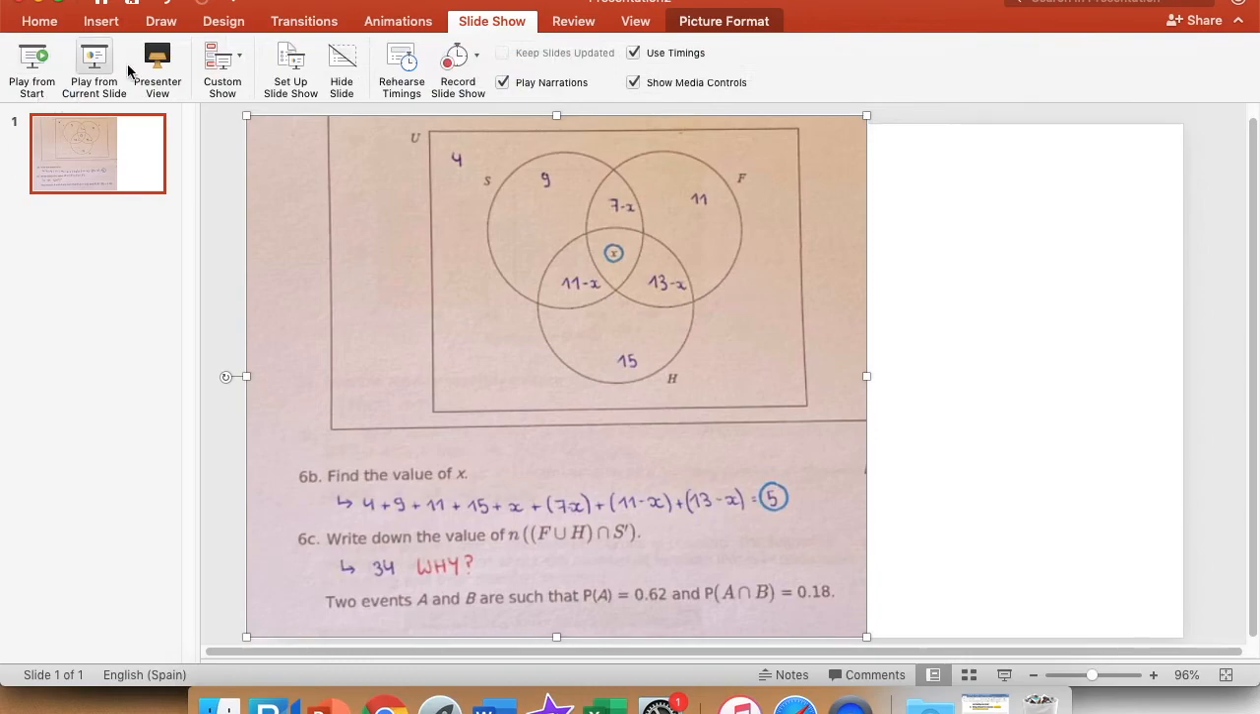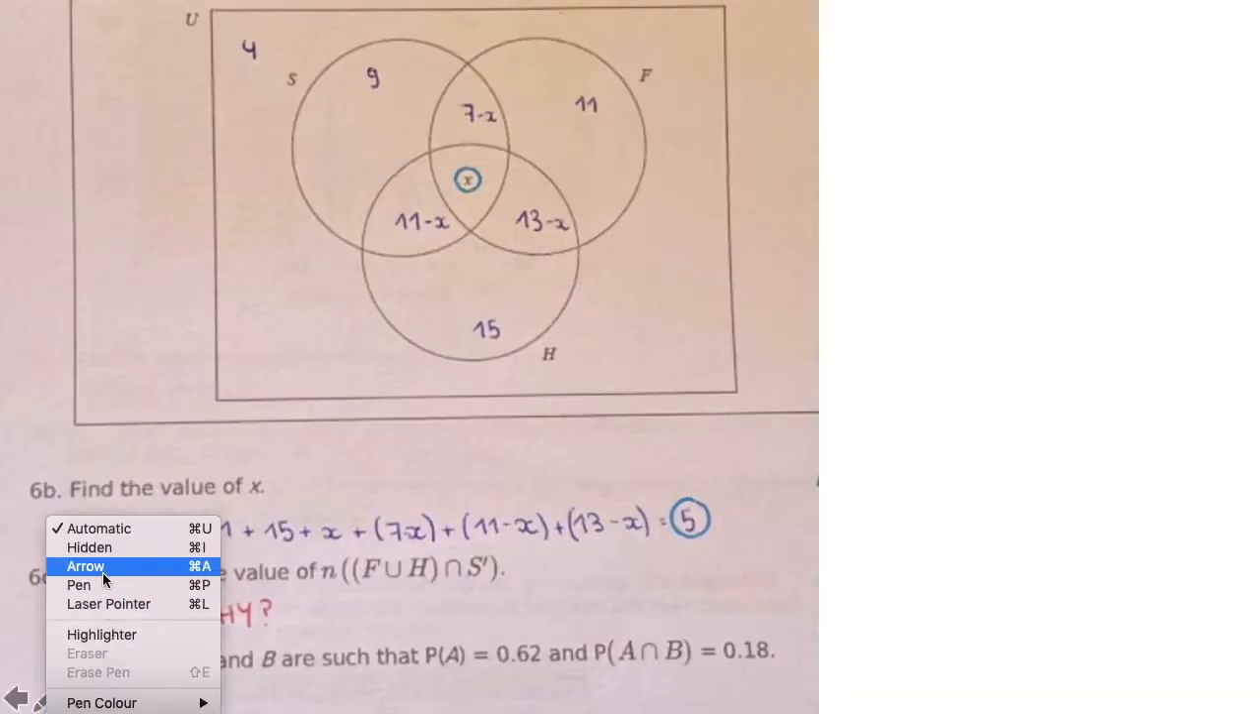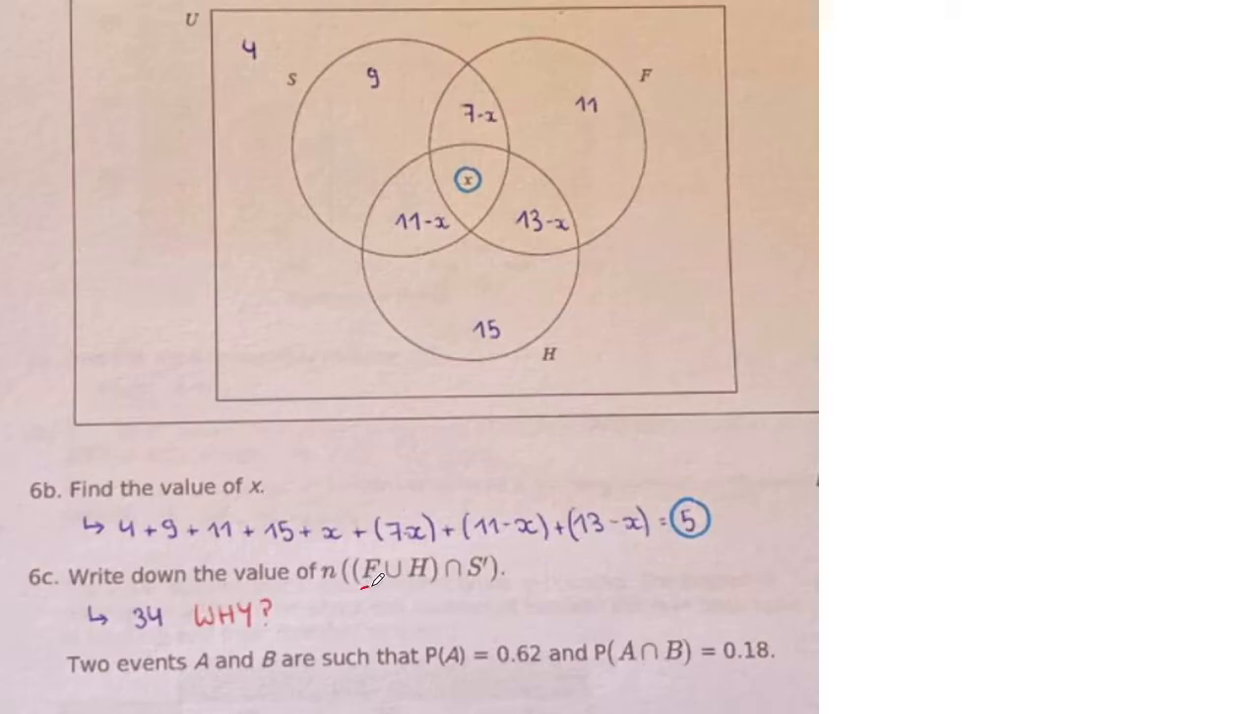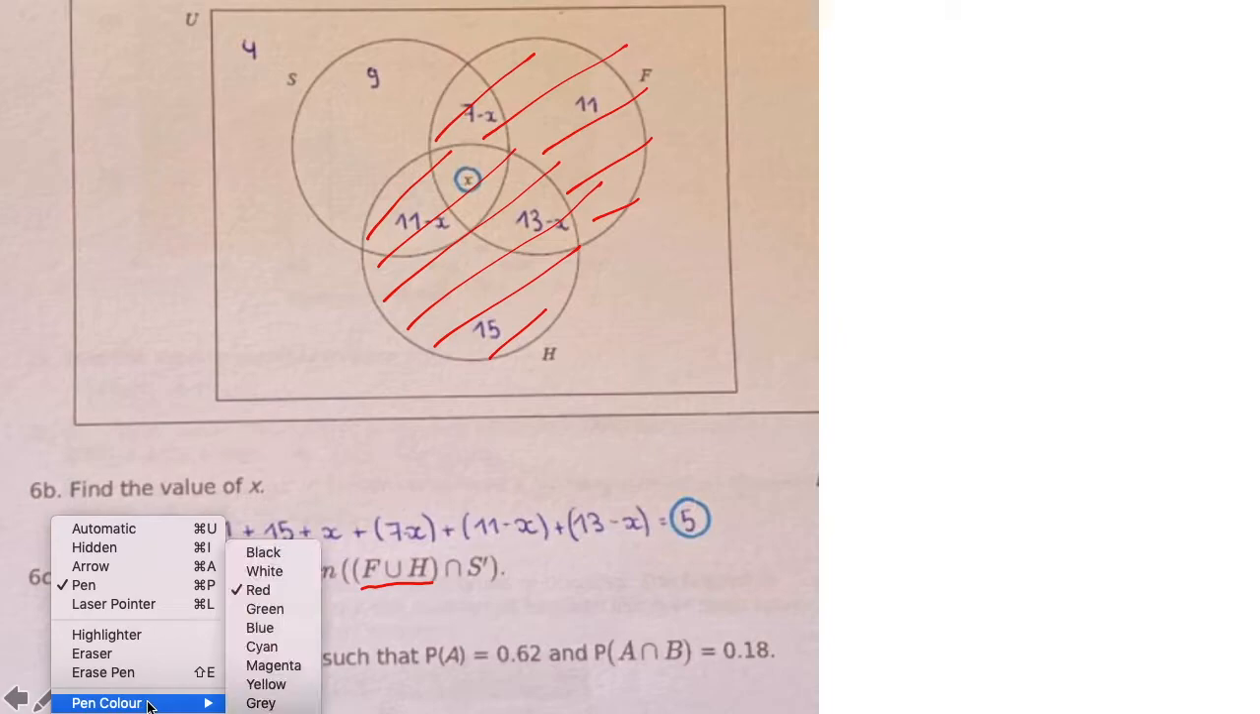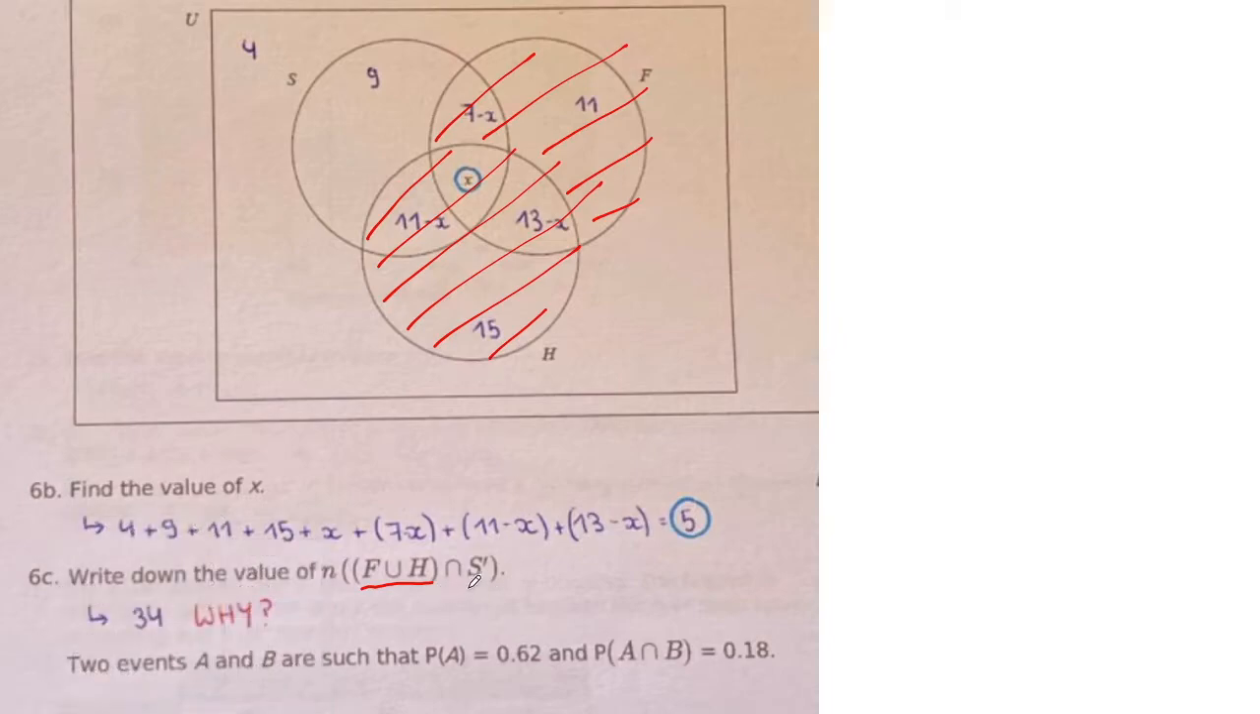So I'm going to go over 6C as you asked me to go over. The first thing we need to work out is what F union H is. F union H is the union of F and H. So it's everything which is in H, F, and the intersection between F and H, which is this section here. Now we need to look at everything which isn't S. Everything that isn't S is going to be everything which isn't in the S circle.